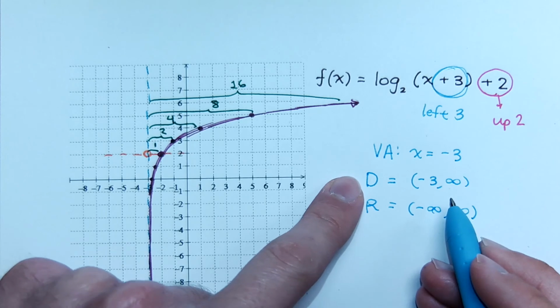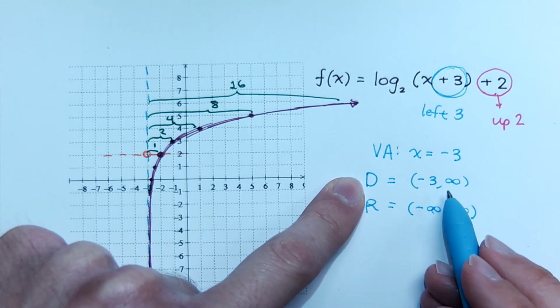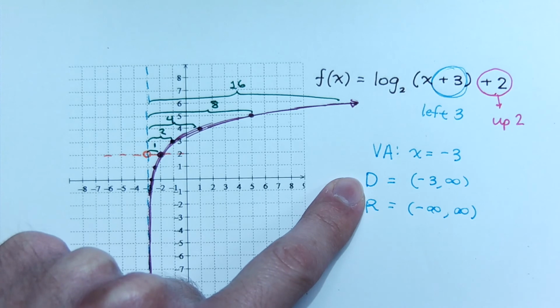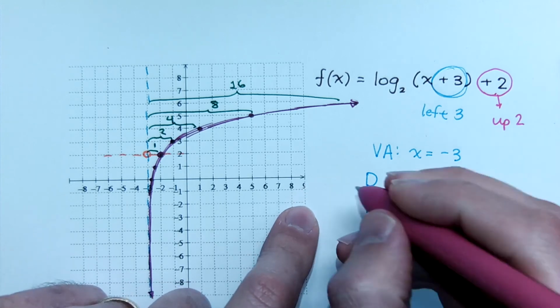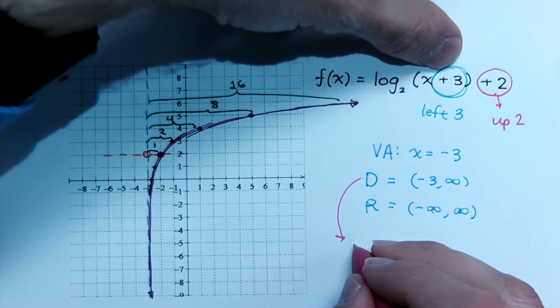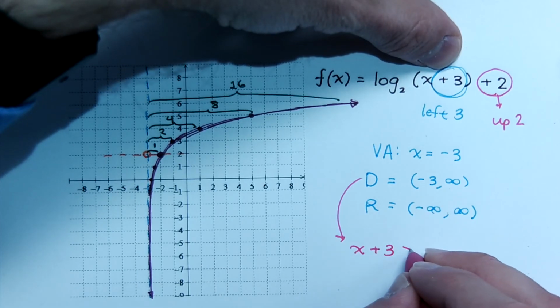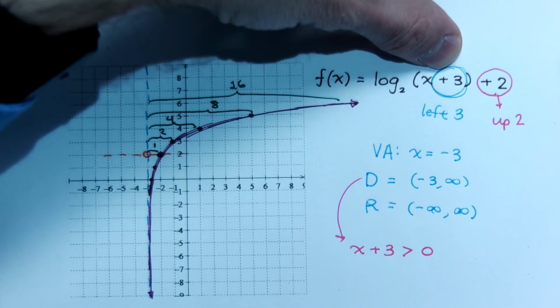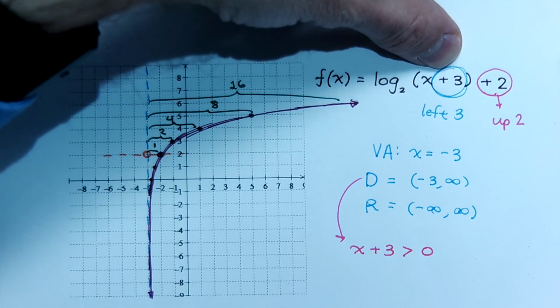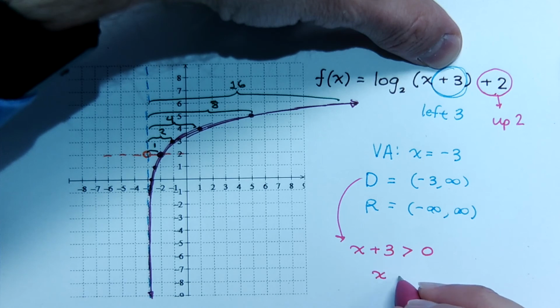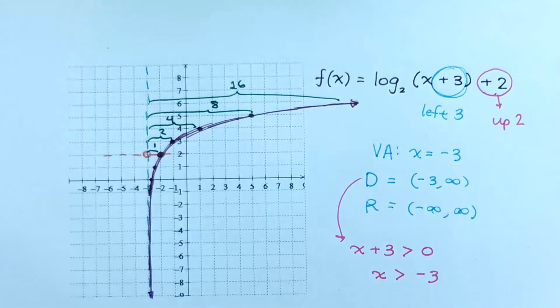Now, for this domain, just a little side note here. The way that you can find this algebraically, so you're not having to depend on a picture, is to take the x plus 3 and set it as an inequality to be greater than 0. The input value for log has to be positive. As you solve this inequality, you find that x must be greater than -3, which corresponds to -3 to infinity. You don't get to equal -3, because you can't do log of 0.